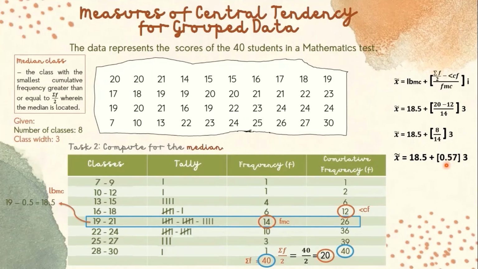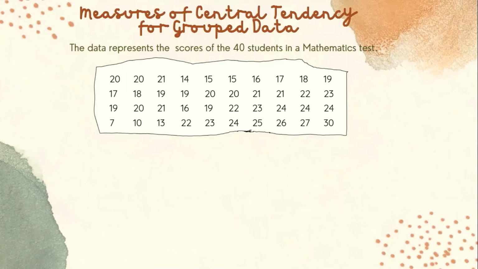Next thing to do is to multiply 0.57 by 3 because according to GEMDAS, we multiply first before adding. 18.5 added to 1.71, which is the result of 0.57 multiplied to 3. Add them together. The result is 20.21. This is the median for this frequency distribution.